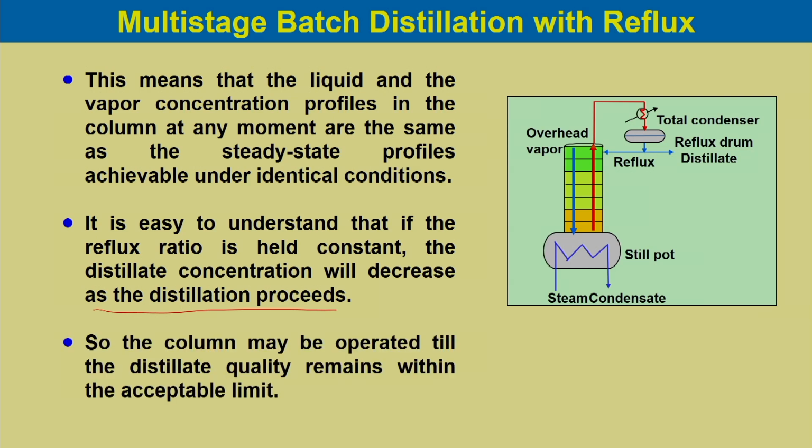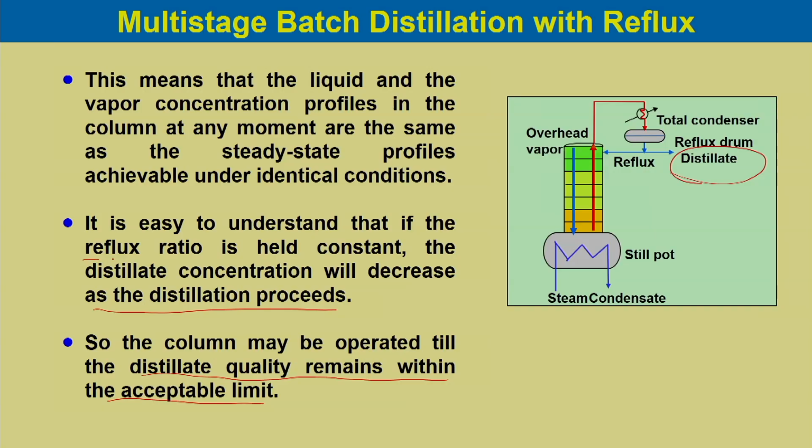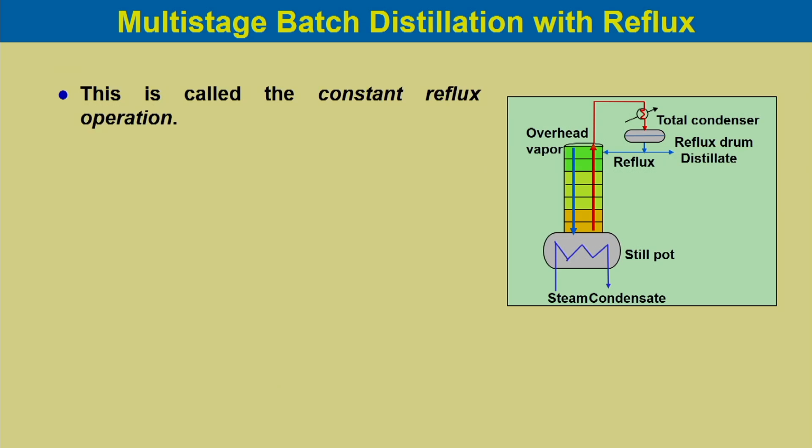So, the column may be operated till the distillate quality remains within the acceptable limits. Depending on our requirements of the average composition of the distillate, the product composition we need for the solute or more volatile component, as long as it is within the acceptable limit, we can continue our distillation and we stop where the desired quality is required. So, until that period we can operate the distillation for a fixed reflux ratio or constant reflux ratio. This is called the constant reflux operation.